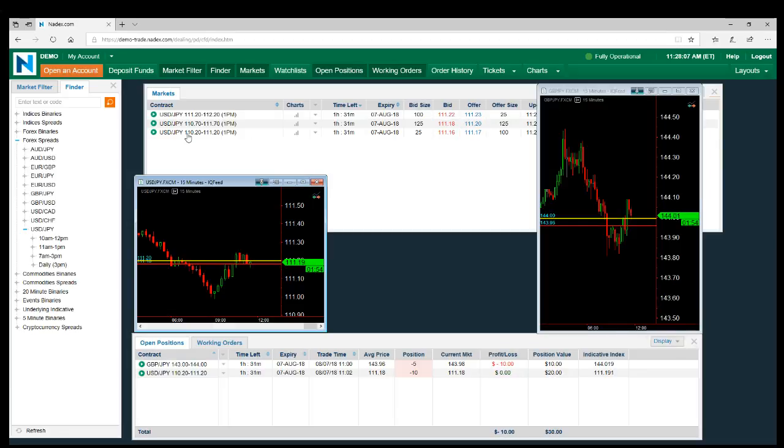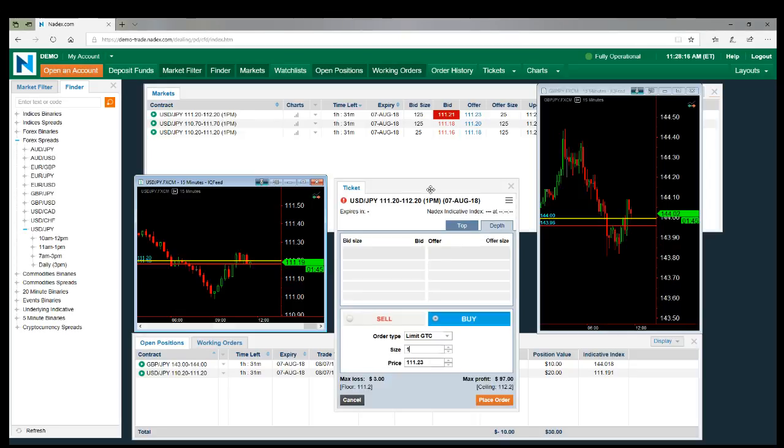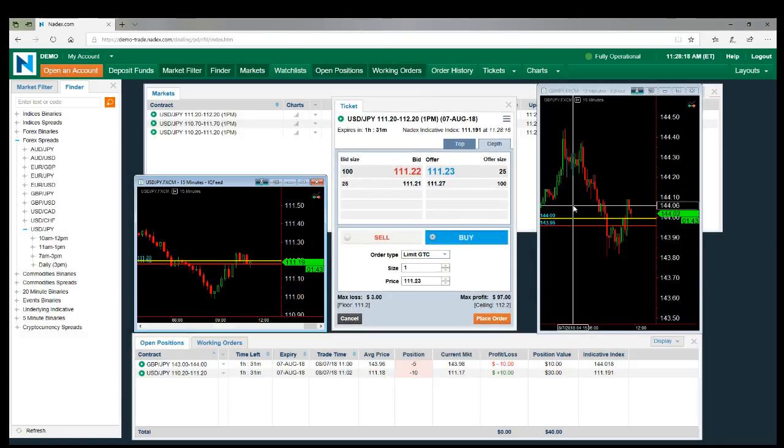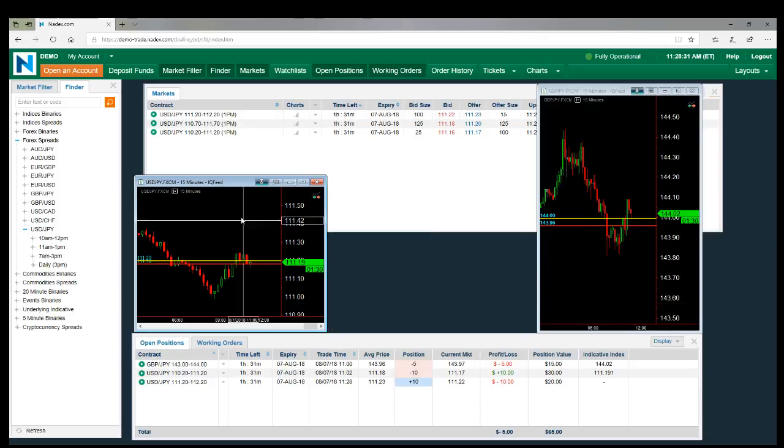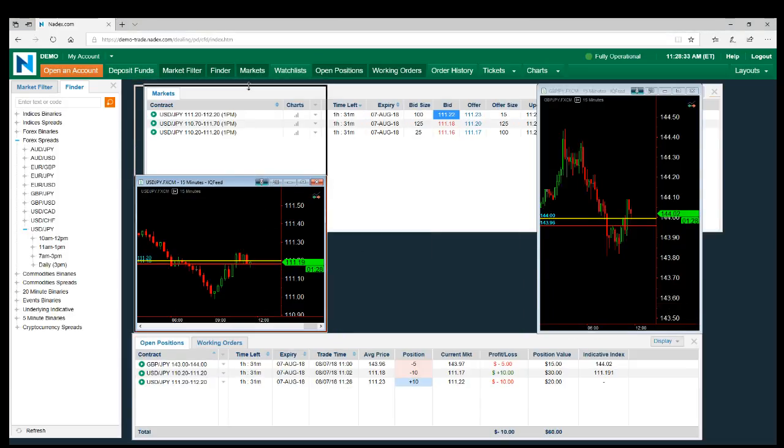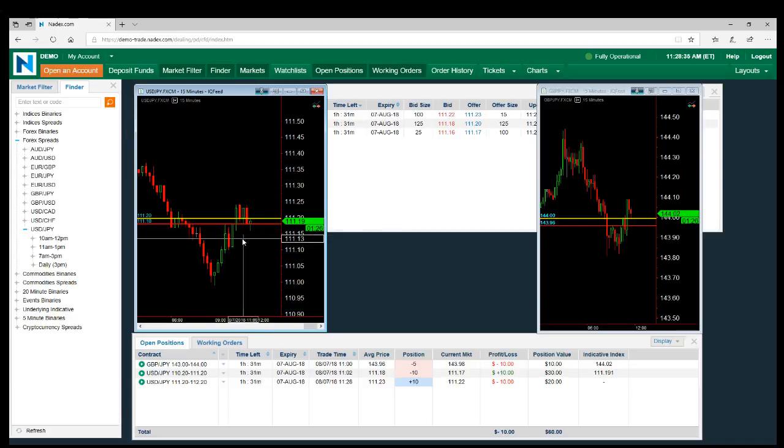Have to do 110.20, 111.20. Okay, actually this would not be a bad one to give you an example of. Okay, so this one, and this is the USD JPY, and it's at 23. Okay, so in this case you have $3 of risk. Okay, and I'm going to snap these lines because this is just making it a little bit more complex.